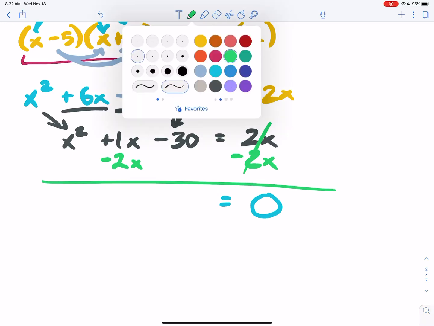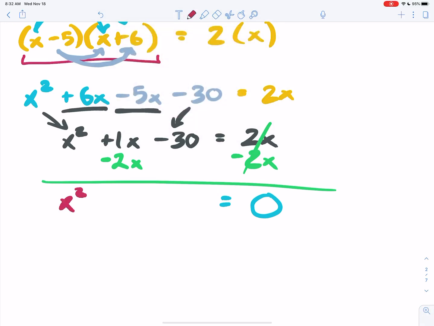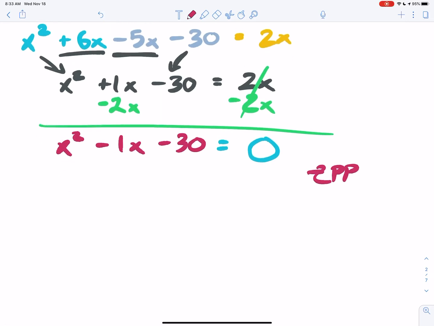Okay, so here's what we have. We have x squared, positive 1 minus 2, that's negative 1x minus 30. Okay, so now we have our 0. What we're trying to do here is we're trying to use the 0 product property here. So we have our 0. We need our product. So product means that we got to factor this somehow. Okay? Pause here. Spend as much time as you need, and then press play when you have it or if you're stuck.